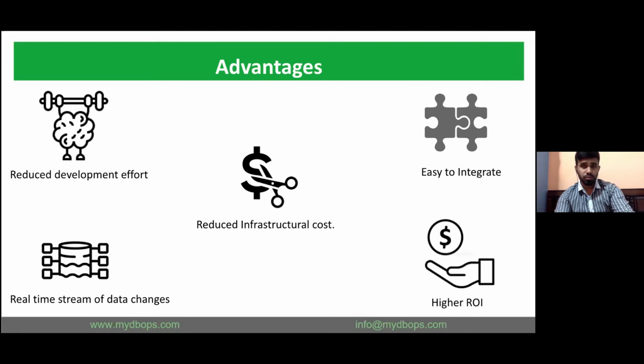And reduced infrastructural cost. As I said, we don't have to have separate nodes for it, and you don't have to bump up your servers to implement change streams. With the current configuration, with whatever you have in your servers, you can use change streams, which is directly proportional to reducing your infrastructural cost. And easy to integrate: implementing change stream is very simple, so it is very easy to integrate.